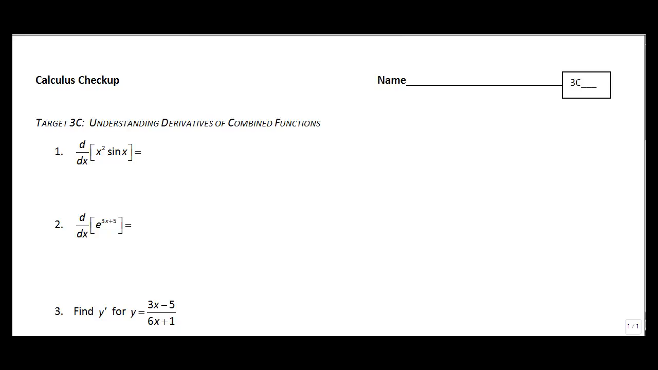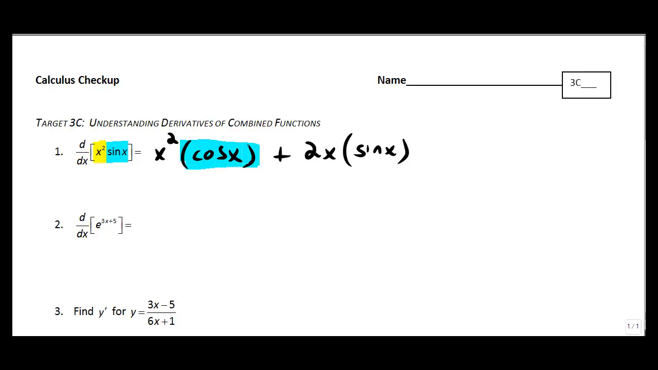Alright, this is kind of page 2 of our assessment today. So this first problem, we got product quotient chain I think on here. As I look at this, I know I'm going to need the product, x squared times sine x. So I'm going to leave the yellow one alone, do the derivative of the blue, plus do the derivative of the yellow one, leave the blue one alone. So ultimately, this and this go together, and then this one and this one go together.